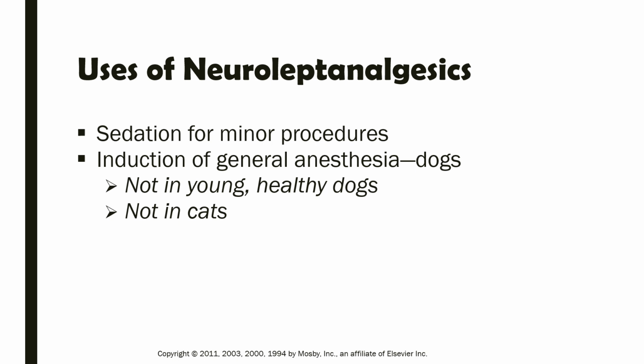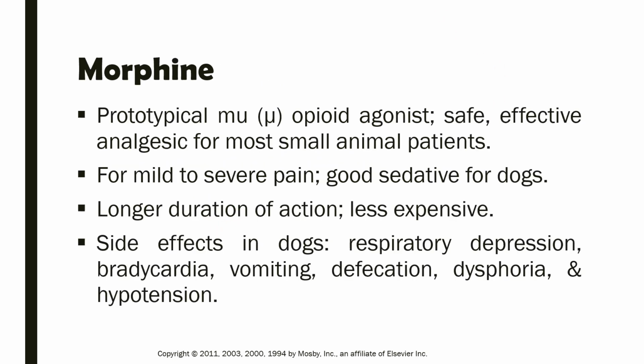So when do we use neuroleptanalgesics? We use neuroleptanalgesics to produce sedation for minor procedures. If we don't want a general anesthesia, we can use neuroleptanalgesia. We can also use local anesthetic with this. They can also be used for induction of general anesthesia, particularly in dogs, but we don't, of course, use them in young healthy dogs as well as in cats. Now to our individual opioid drugs.